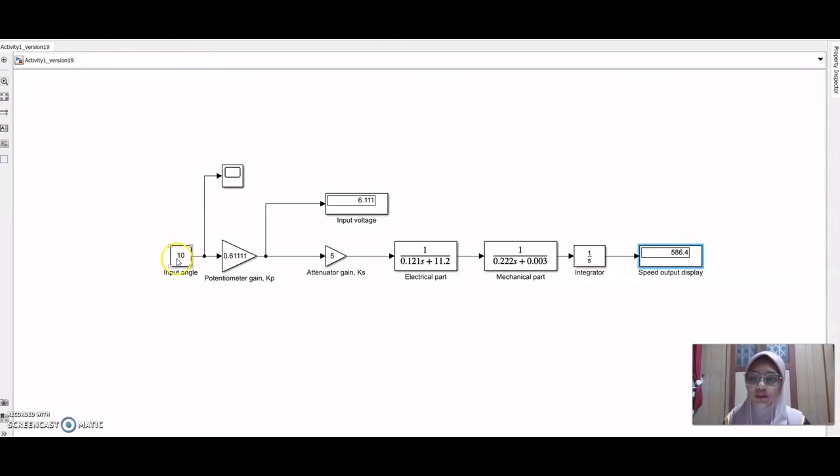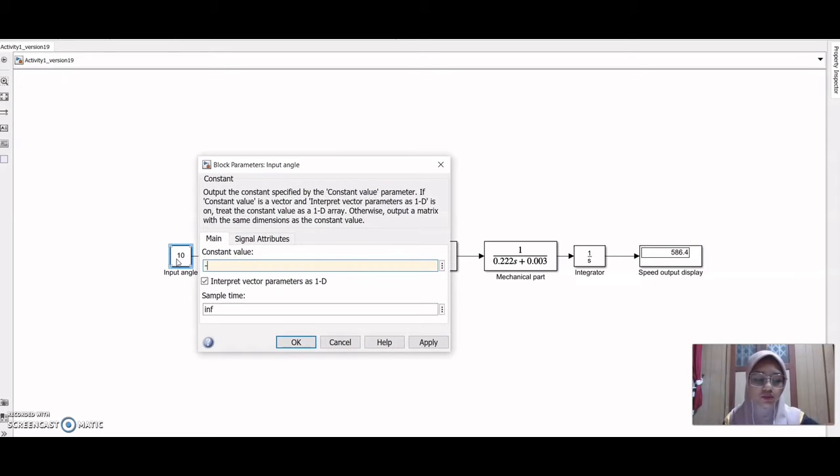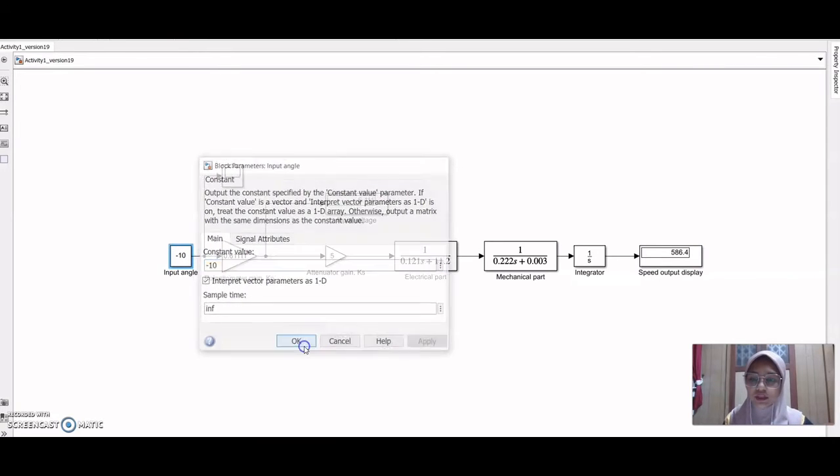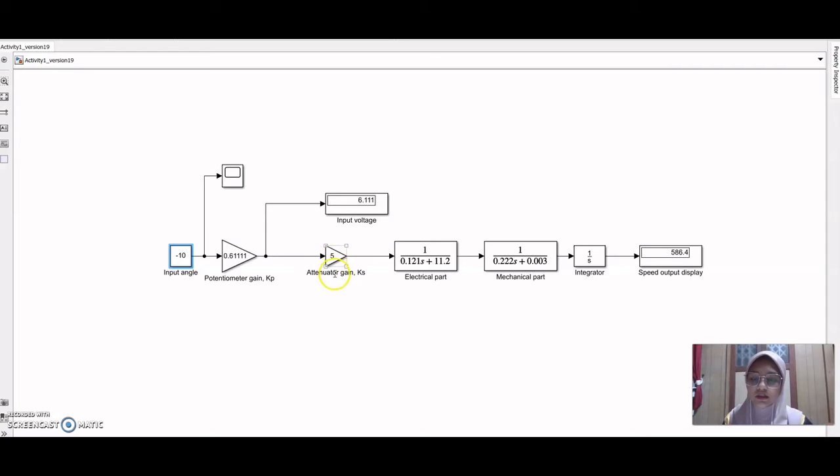586.4. Okay, what happens if we change to -10 for input and the attenuator gain remains constant? We run the simulation. So as we can see here, the value for input voltage is -6.111, and the speed output is -586.4. Okay, I think that's all for me.